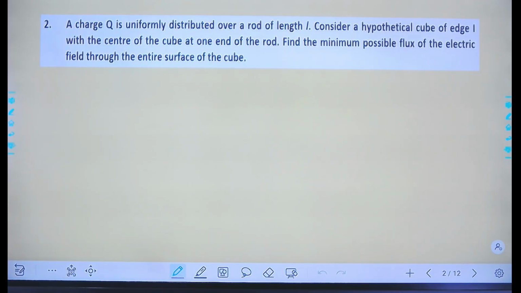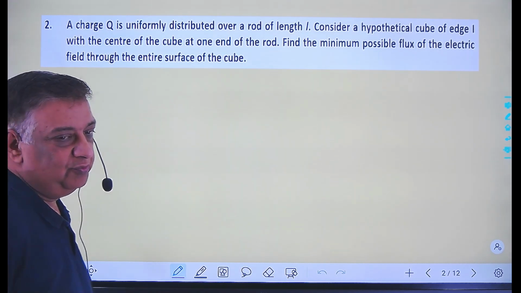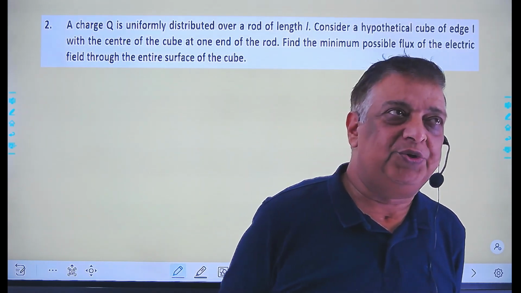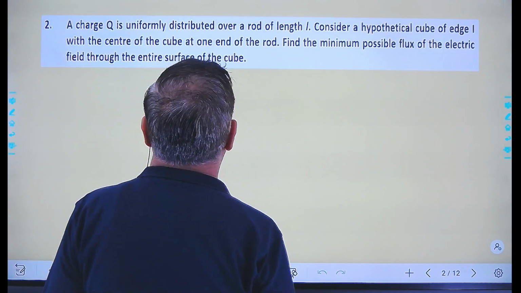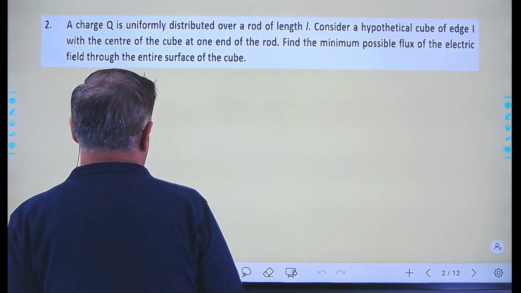Second question is, a charge Q is distributed uniformly over a rod of length L. Consider hypothetical cube of edge length L with the center of cube at one end of the rod. Minimum possible flux through the entire surface of cube. हमें given है cube of edge length L. Hypothetical cube of edge length L.